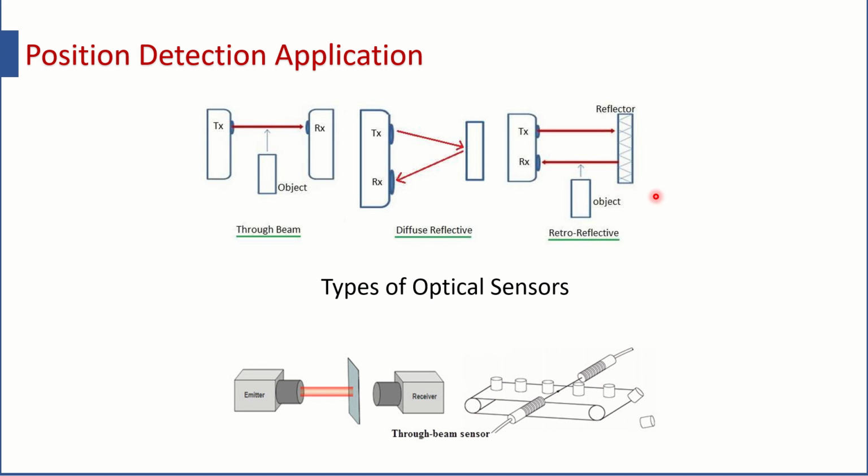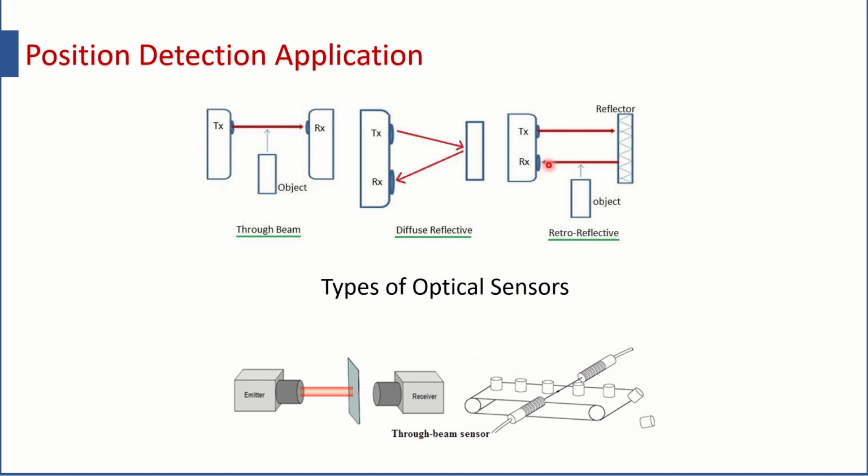Next, you have a retroreflective sensor. In the case of a retroreflective sensor, again the transmitter and the receiver are embedded on the same body, and there is a specially designed reflector. The transmitter sends the signal to the reflector, which reflects it, and when an object is in between the transmitter and the reflector, then this object will be detected.